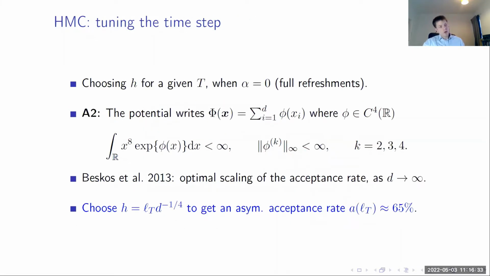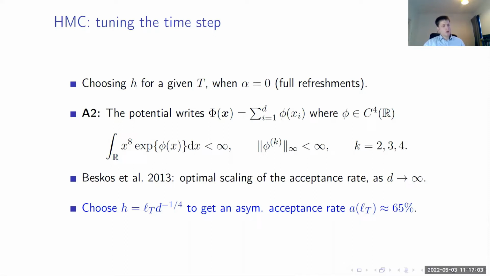Right. So now I'm going to focus a bit on the choice of parameters h and t. And we are going to assume, for simplicity, first that alpha is equal to 0. Okay. So alpha is equal to 0, just full refreshment, standard HMC, and we want to choose these parameters. How can we do that? There are several works that study this question in the literature. I'm just going to focus on 2 of them.